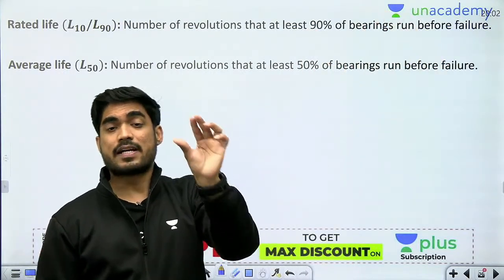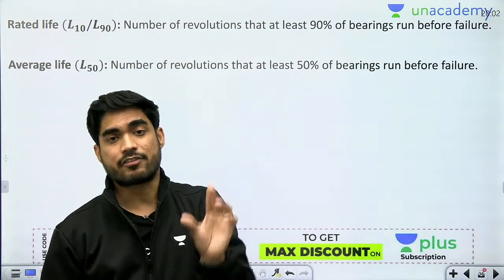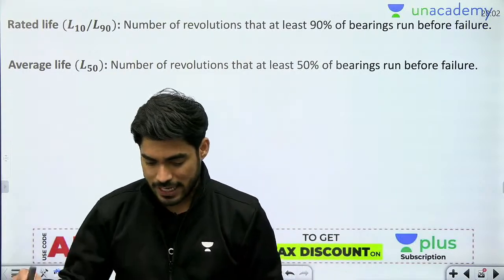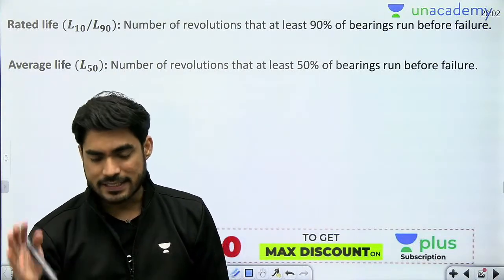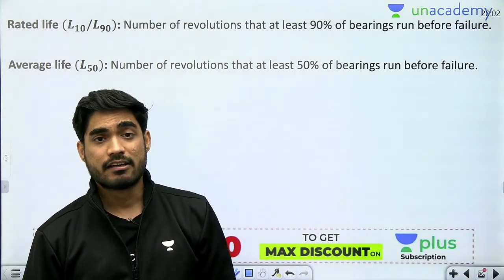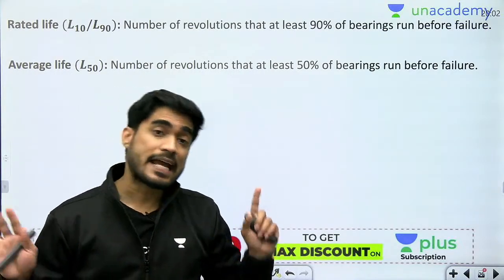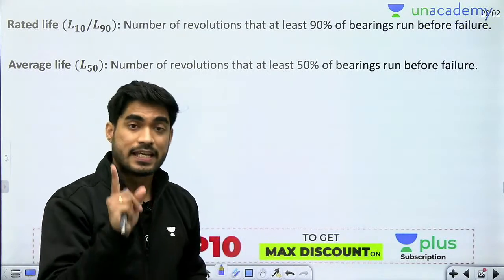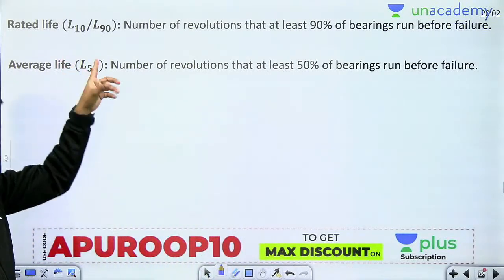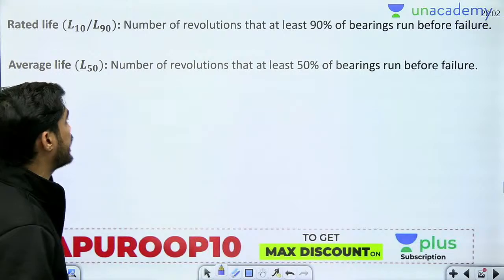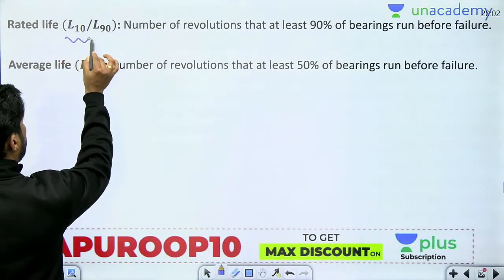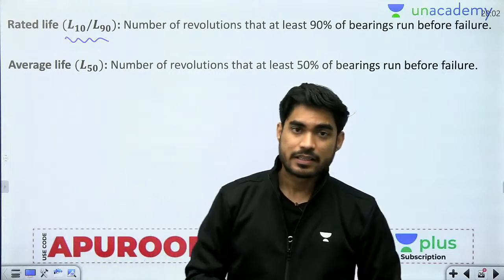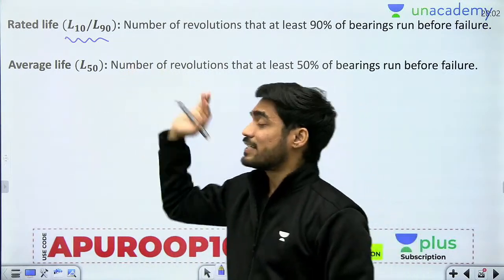The life that at least 90% of bearings achieve, what do we call that life? Rated life. The rated life means at least 90% of bearings will be safe. 10% might fail, but at least 90% of bearings will be safe. This is known as rated life, and it is denoted by L10 or L90. Then the second life is average life.